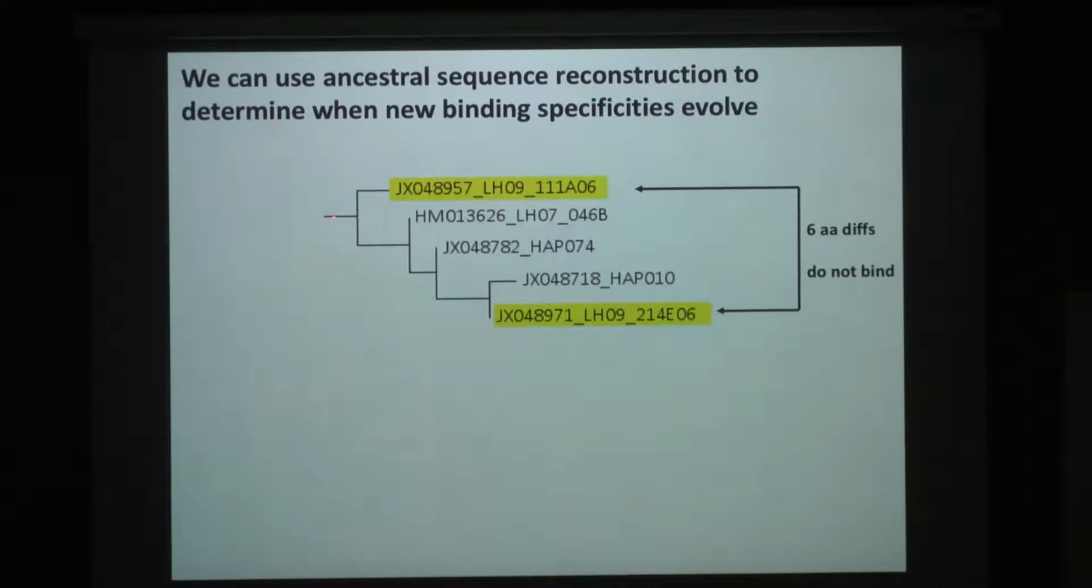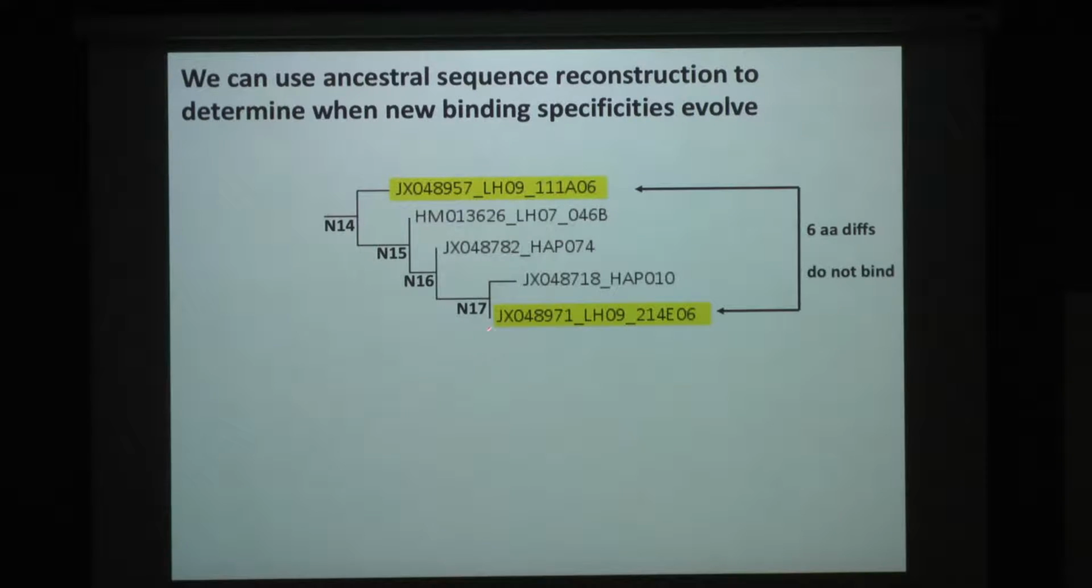Now, there are other alleles in nature that are 1 or 2 or 3 amino acids different from these. And so the thinking is that somewhere during evolution, whatever the ancestral allele is here evolved to form this allele, but also evolved to form this allele. And at some point, the binding specificity changed. Okay? So could we narrow down where in evolution that binding specificity changed?